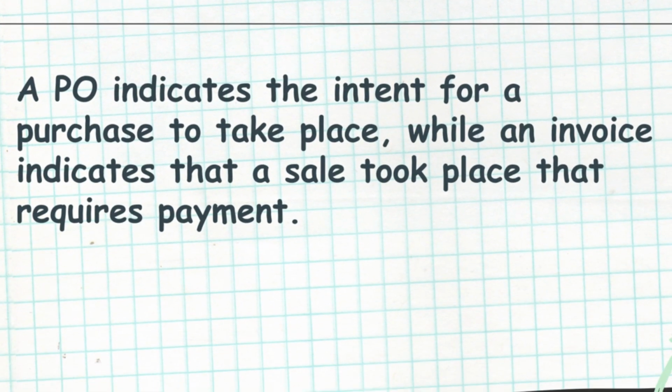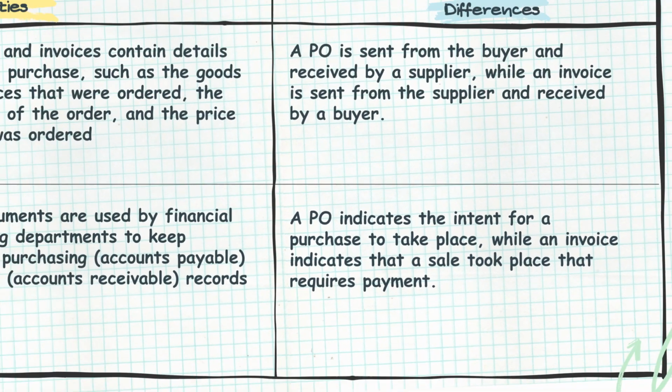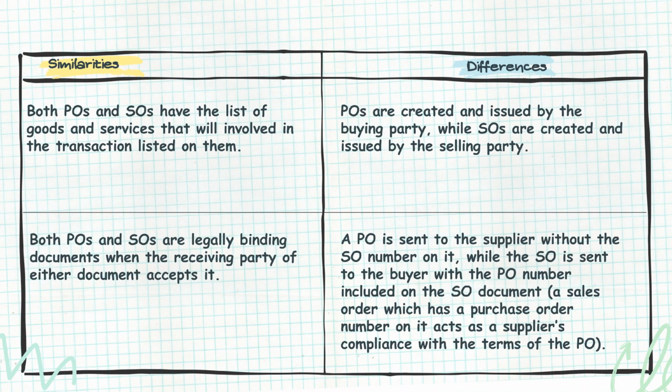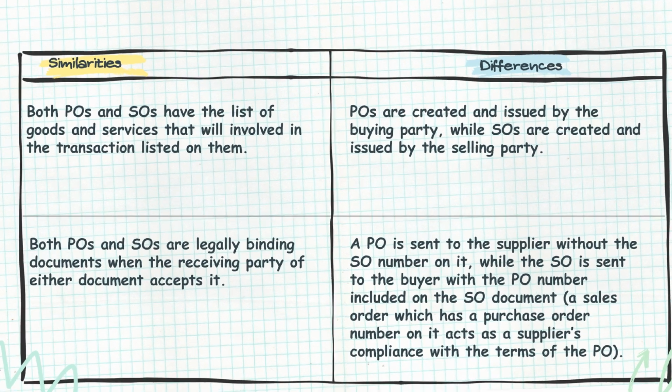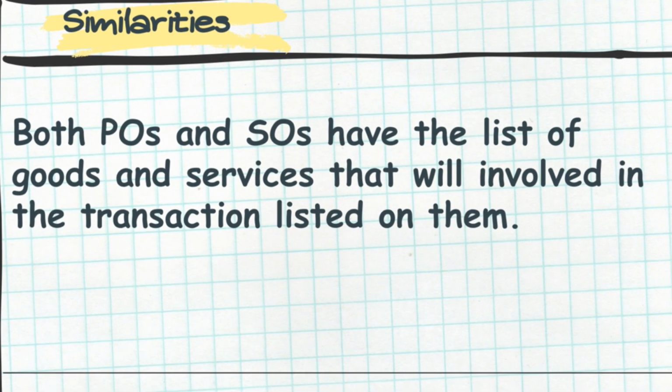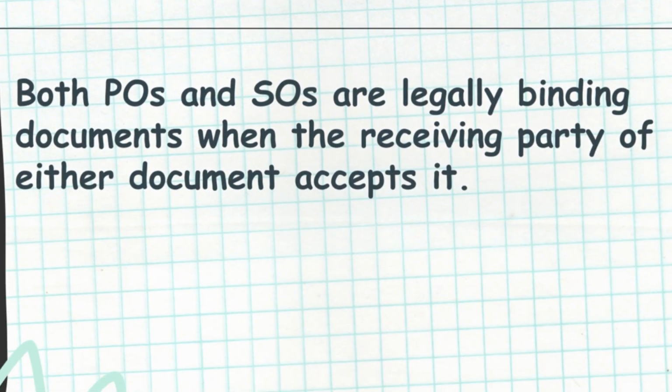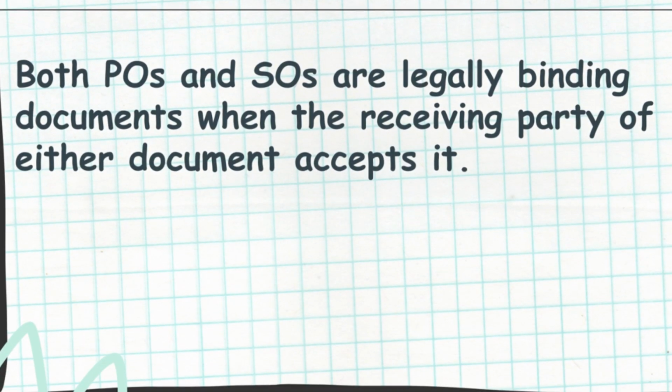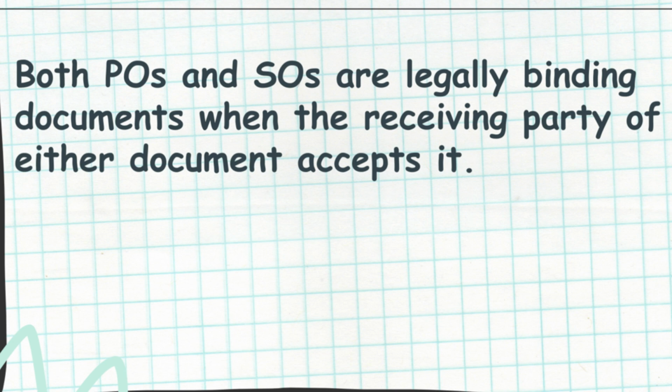A PO indicates the intent for a purchase to take place, while an invoice indicates that a sale took place that requires payment. What are the similarities and differences between purchase orders and sales orders? Both POs and SOs have the list of goods and services that will be involved in the transaction listed on them. Both POs and SOs are legally binding documents when the receiving party of either document accepts it.